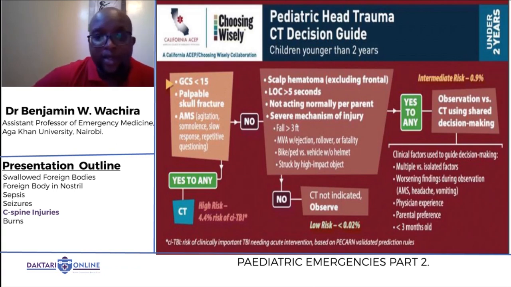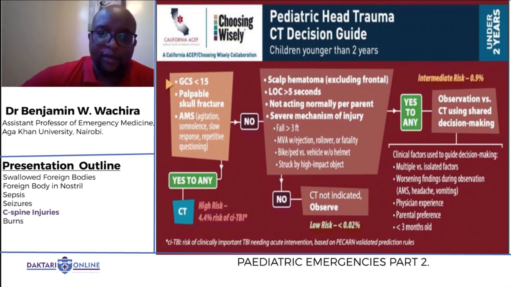Either a fall of more than 3 feet, a motor vehicle accident with ejection, rollover, or someone died, or if it's a bike or pedestrian hit by a vehicle and they did not have a helmet if they were riding a bike, then that's a significant severe mechanism of injury. Again, if they were struck by a high impact object, like someone threw something really heavy into their head.